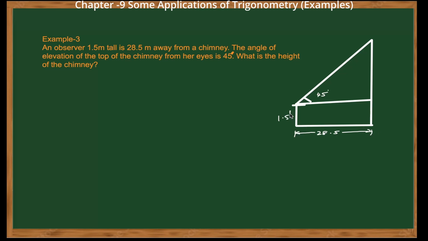Okay, so this is the given. The angle is 45 degrees. We have collected all the information: 1.5, and 28.5 meters away from the chimney. We have drawn the angle of elevation, 45 degrees from her eyes.